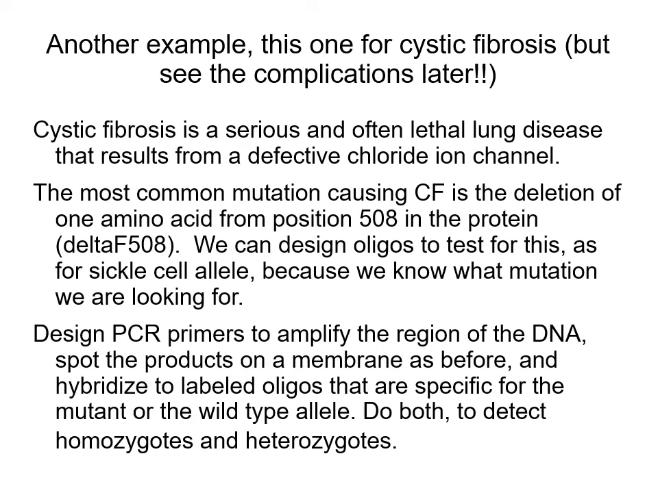So there was an early version of this which looked just for the delta F508, which of course, being the most common mutation, is definitely a good place to start. And so the early tests for this were just like the allele-specific oligos for sickle cell, where you design PCR primers to amplify the region of the person's DNA, spot the products on a membrane, and hybridize to the labeled oligos to detect homozygotes and heterozygotes.